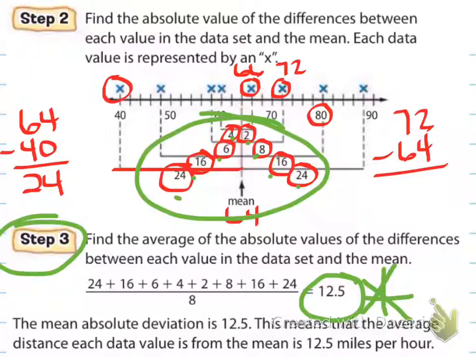And what this means is that the average distance each data value is from the mean is about 12.5 miles per hour. So, of course, that's not true for all of them. That's the average between each of the data values and the mean average. That's the average distance.